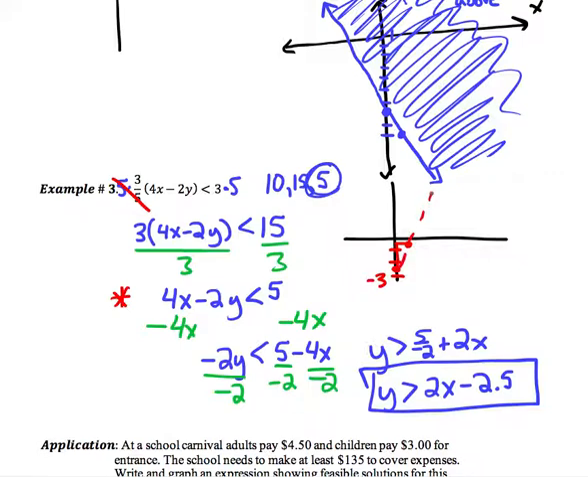The boundary on this problem is dashed. And I think I need to shade above again because it says y is greater than. So all this region over here is my solution region on this problem.